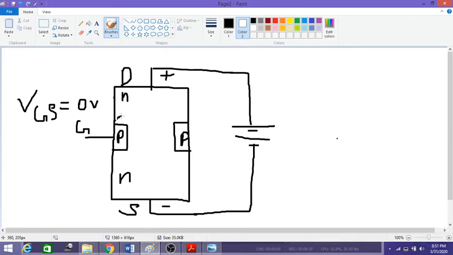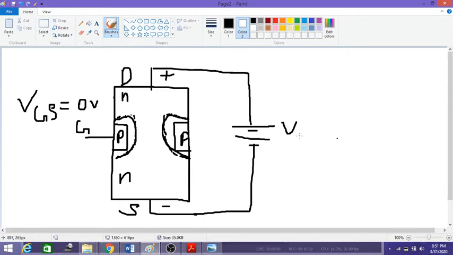So the depletion region, what I want to tell you is, is not evenly distributed. So here the width of the depletion region is more on the drain side when compared to the source side. Here the width of the depletion region is narrow, whereas here the width of the depletion region is more. So this is actually how the depletion region of a JFET forms. It is not even, which you have seen in the previous diagram.